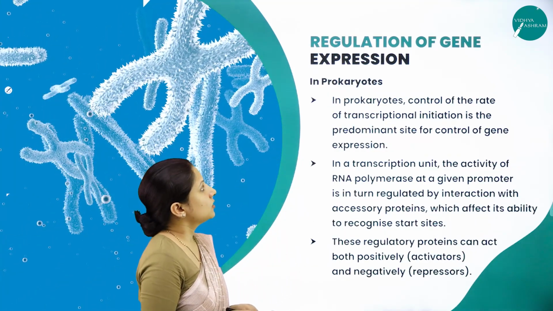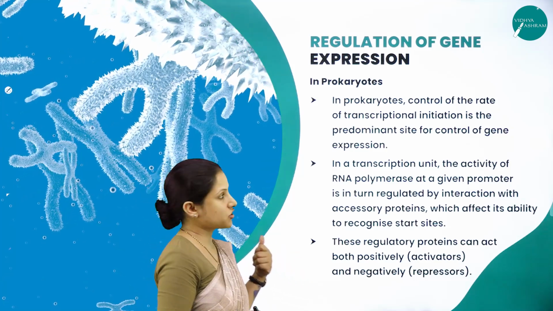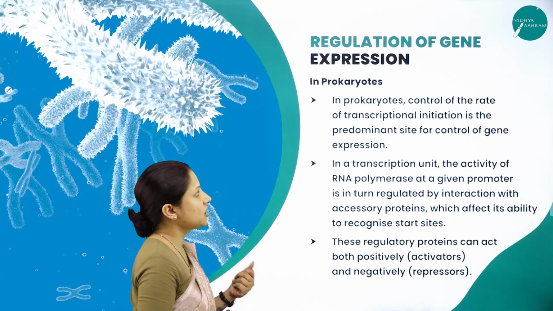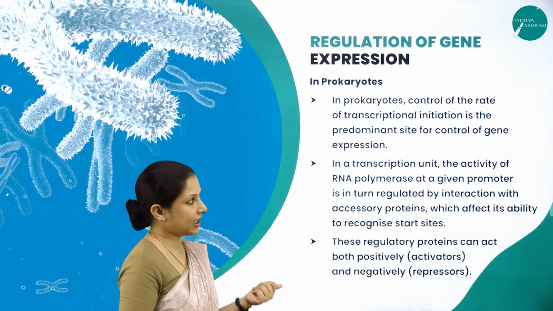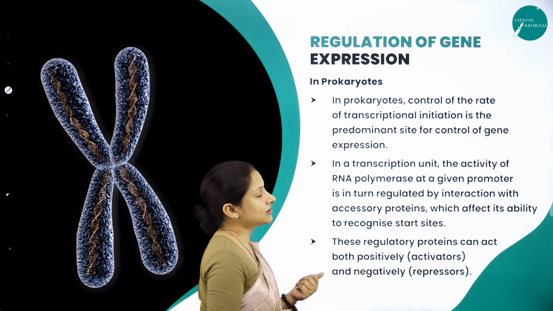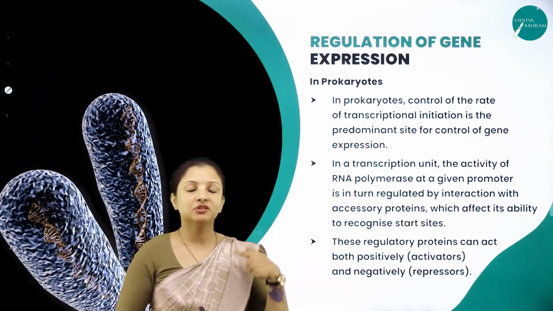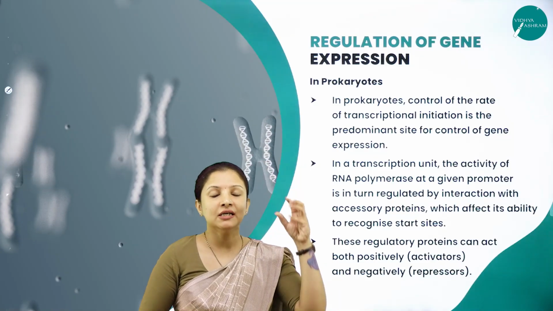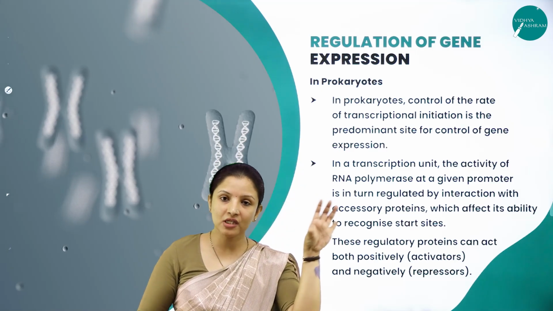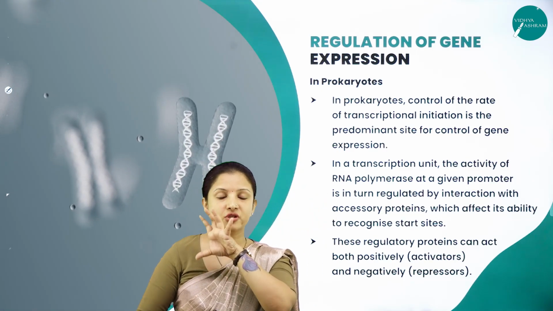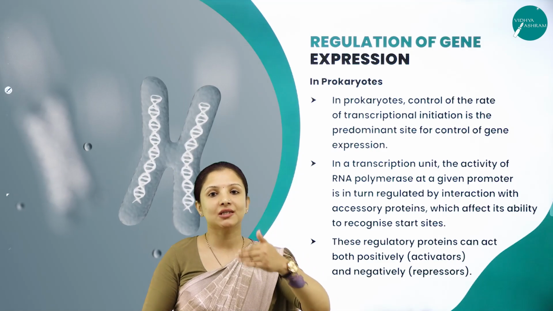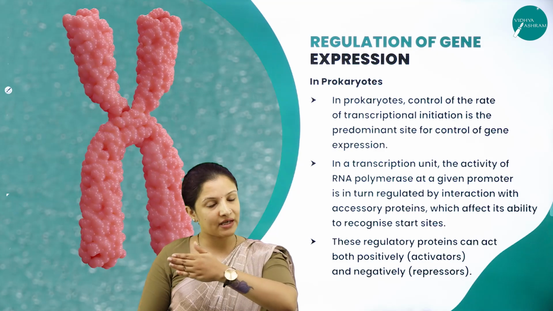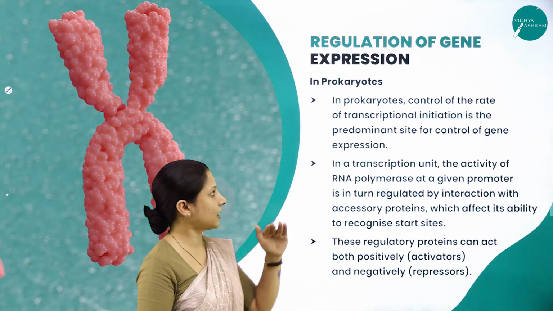So, moving further, regulation of gene expression in the case of prokaryotes. In prokaryotes, control of the rate of transcription initiation is the predominant site for control of gene expression. How many times transcription initiates or begins, that many times the genes will get expressed, because the genes need to be read, and when the genes are being read during transcription and translation, at the same time the genes will get expressed. Genes getting expressed means genes producing chains of amino acids, leading to the formation of the protein. So that is what it means.